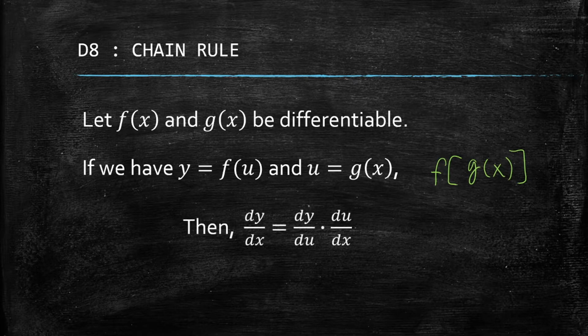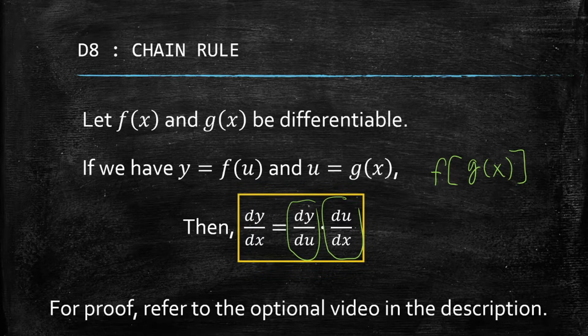Then the derivative of y with respect to x is equal to the derivative of y with respect to u times the derivative of u with respect to x. If you look at this, we can observe that it is somehow treating the derivative as a fraction. But again, take note that this is a symbol, not really a fraction, but rather a symbol of the derivative. Let's try to have an example.